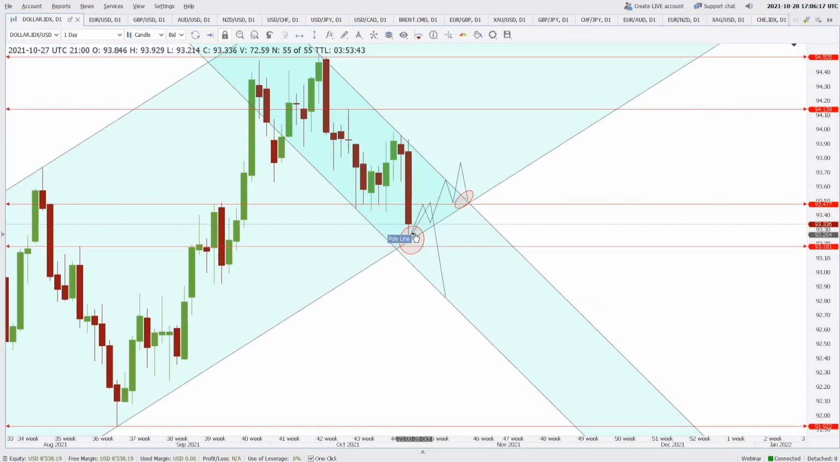Okay, right now we will be cautious because it is trading near the support, but it has given a bearish candlestick. We want to see how it behaves when it goes back to this 93.47. So right now for the US dollar index, 93.47 is the resistance and 93.18 is the support.